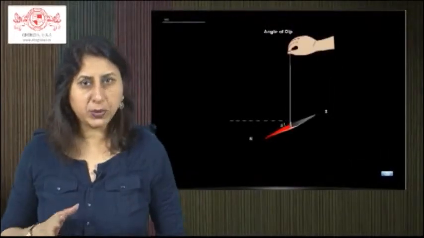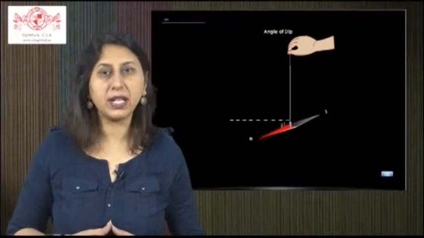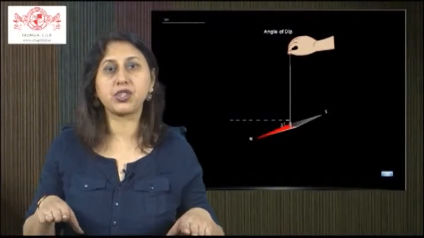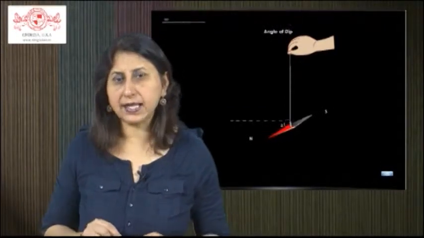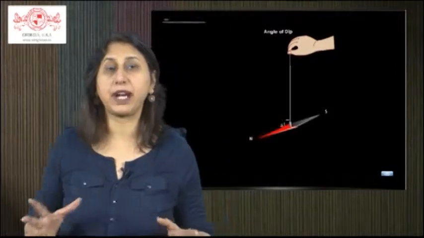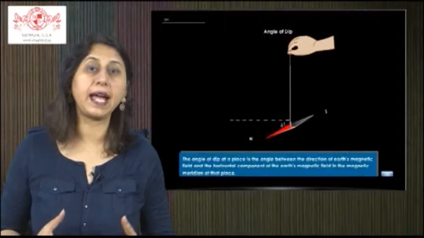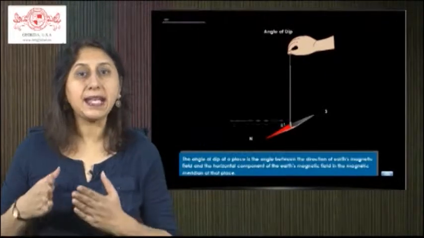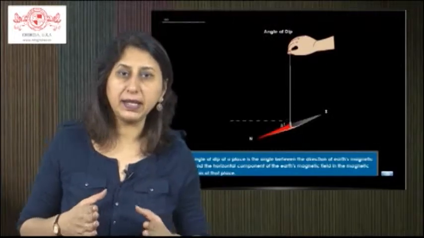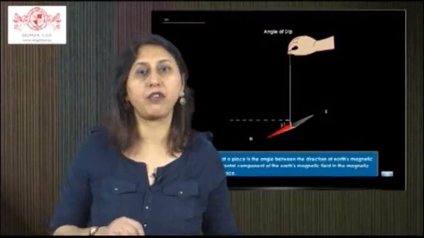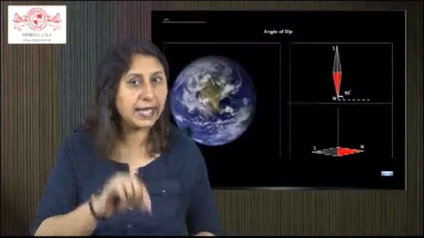The angle between the axis of the magnetic needle, which lies in the magnetic meridian, and the horizontal direction is called the angle of dip. The magnetic axis of the needle represents the direction of the Earth's magnetic field. Hence, we can define the angle of dip at a place as the angle between the direction of the Earth's magnetic field and the horizontal component of the Earth's magnetic field in the magnetic meridian at that place.